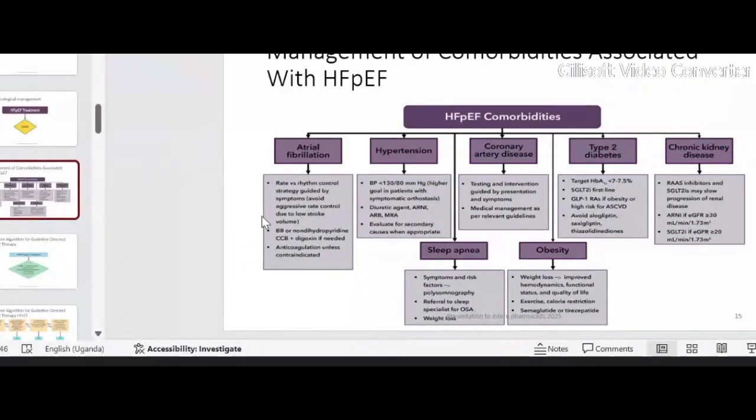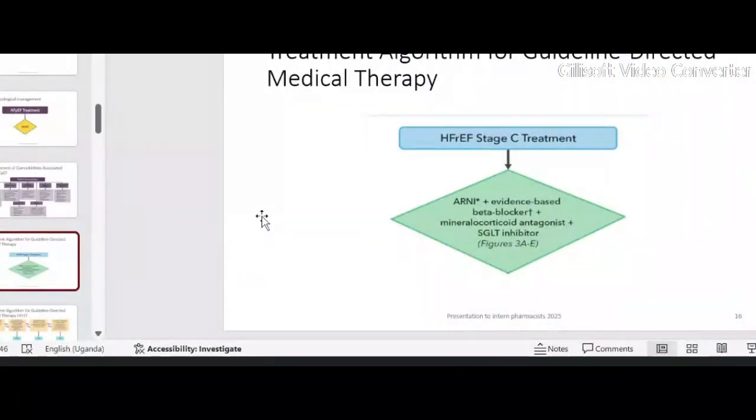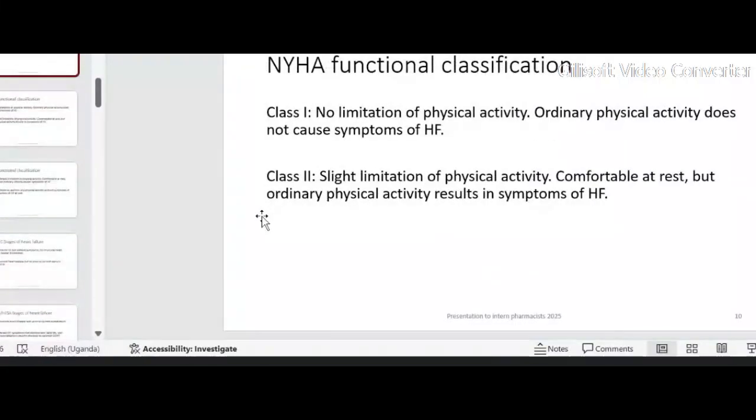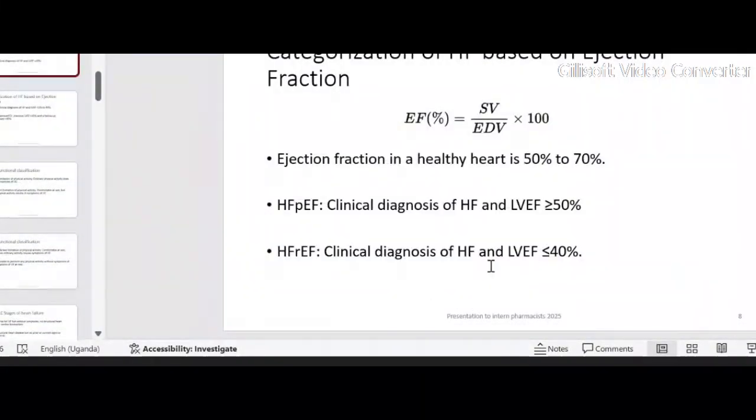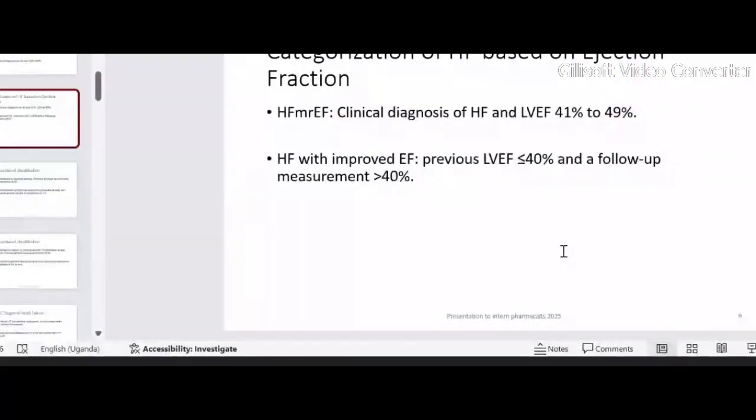So this is heart failure with preserved ejection fraction together with comorbidities, and this is how the management changes based on which comorbidity. However, we have what we call heart failure with reduced ejection fraction. Heart failure with reduced ejection fraction is a bit different. We already know what it is: ejection fraction 40 and below. The management of heart failure with reduced ejection fraction is the same as the management of heart failure with mid-range ejection fraction, the same as management of heart failure with improved ejection fraction.